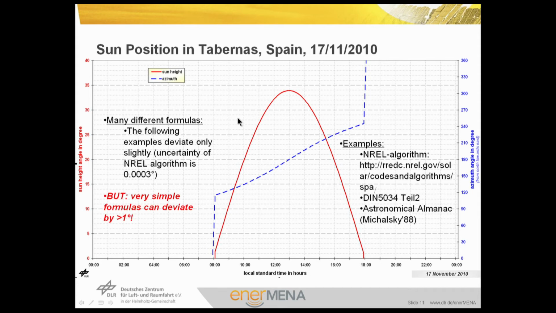There are many different formulas to calculate the solar position. I wrote down some examples that only deviate slightly from each other and that are very precise. For example, the uncertainty of the annual algorithm is 0.0003 degrees. The examples are also the DIN 5034 part 2 and the Michalski algorithm from the Astronomical Almanac. But I want to warn you, very simple formulas can deviate by more than 1 degree from the examples I wrote down here. And this deviation is too much for CSP applications.